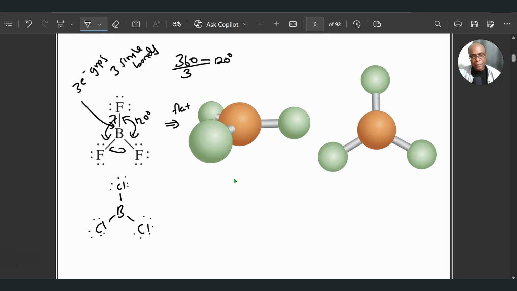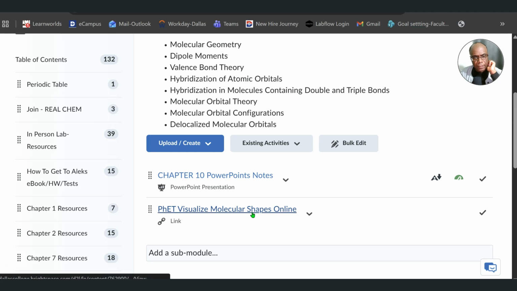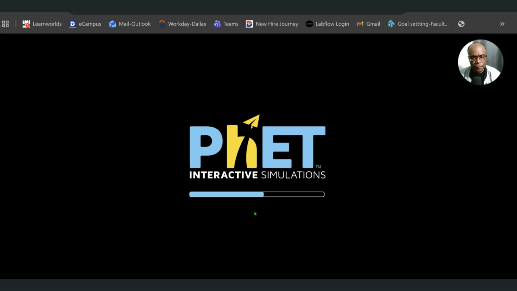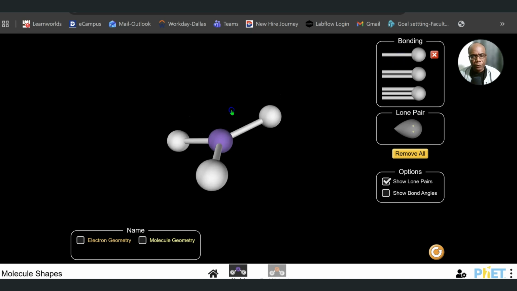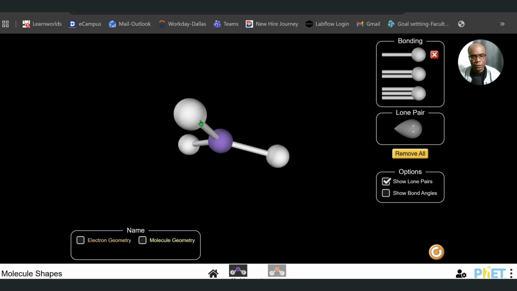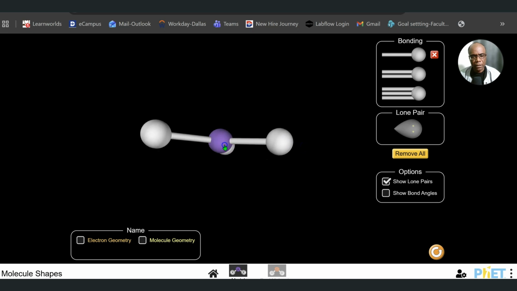If you want to visualize these molecules further, you can go to the link that I put in. So this link under chapter 10, if you click it, brings you here, and you can model your molecule. So for example, assume that the purple is the boron and these white balls are the fluorines or 3 chlorines. You see it's flat. If I click here, it tells me the molecular geometry is trigonal planar. If I connect those white balls, I get a triangle.